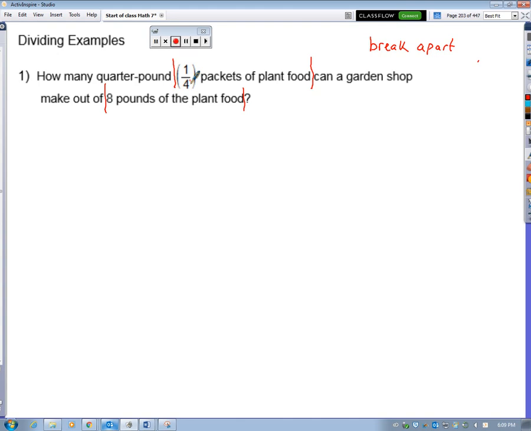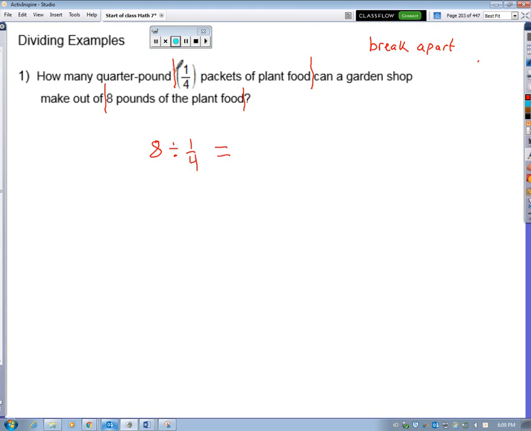Word problems are a pain, aren't they? It's hard to teach them because they don't always follow exactly what they should. So you don't always have the steps. So let's take a look at this. We have 8 pounds, and we're going to divide that by 1/4.